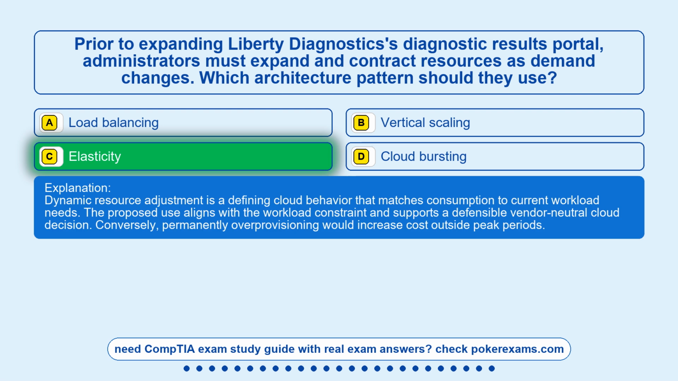Dynamic resource adjustment is a defining cloud behavior that matches consumption to current workload needs. The proposed use aligns with the workload constraint and supports a defensible vendor-neutral cloud decision. Conversely, permanently over-provisioning would increase cost outside peak periods.